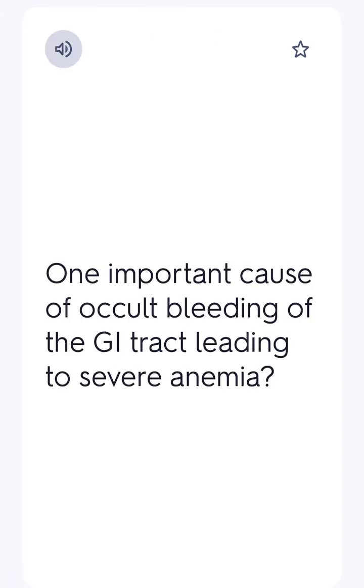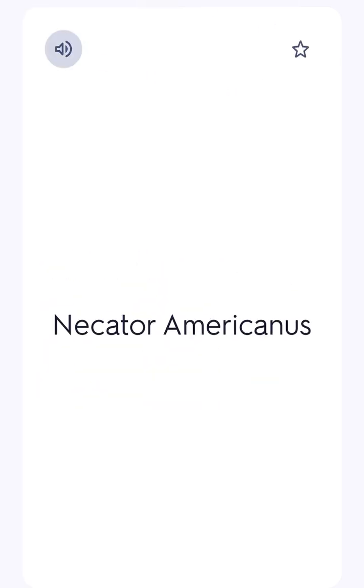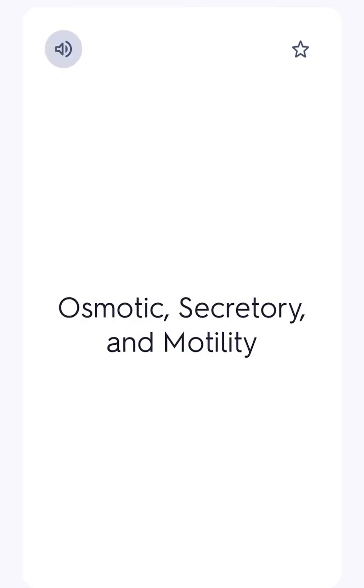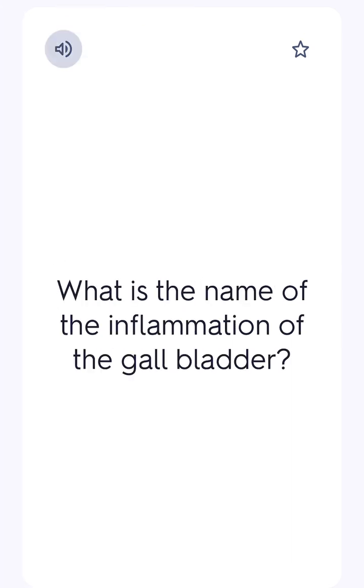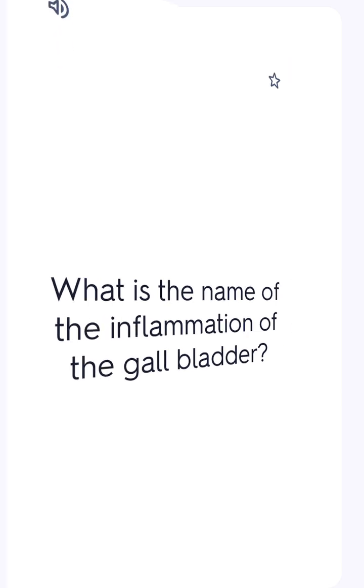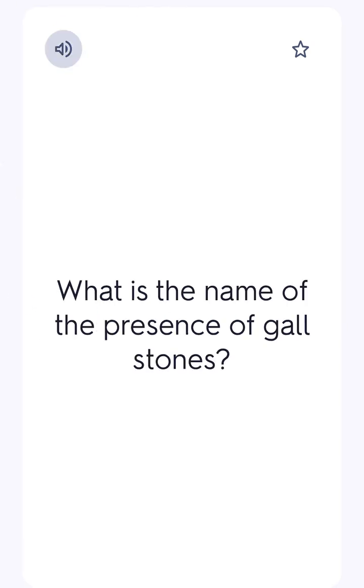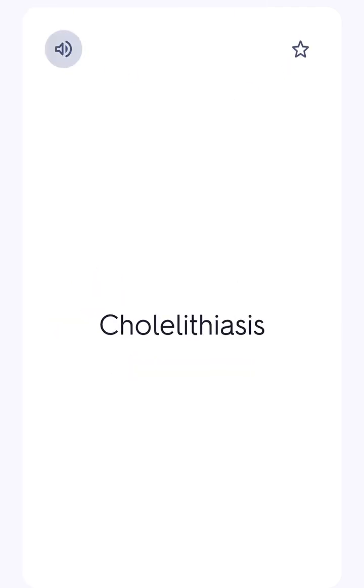One important cause of occult bleeding of the GI tract leading to severe anemia? Necator americanus. Types of diarrhea? Osmotic, secretory, and motility. What is the name of the inflammation of the gallbladder? Cholecystitis. What is the name of the presence of gallstones? Cholelithiasis.